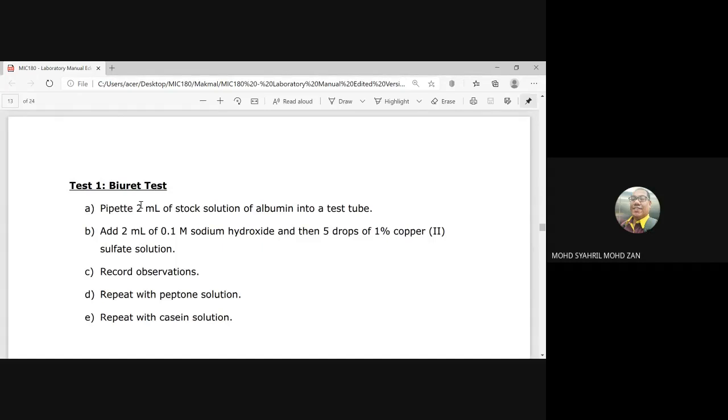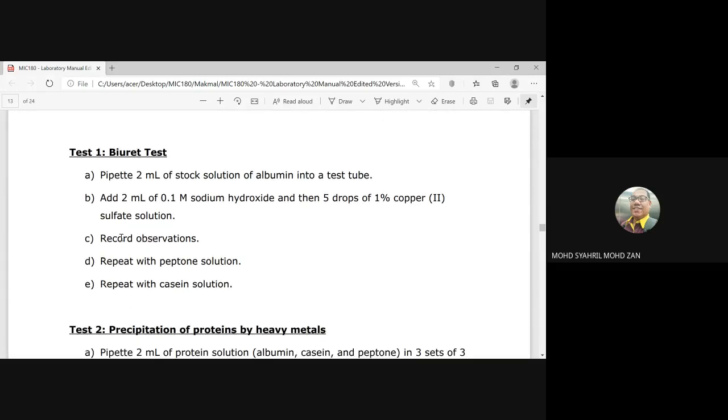Kalau baca dalam introduction, apa yang ada dalam Biuret test, awak kena check. So pipette 2 ml of stock solution of albumin into the test tube. Add 2 ml of 0.1 molar sodium hydroxide and then 5 drops of 1% copper sulfate solution. So apa itu Biuret test? Biuret test contains sodium hydroxide and copper sulfate. And then you have to observe the color and record the observation.